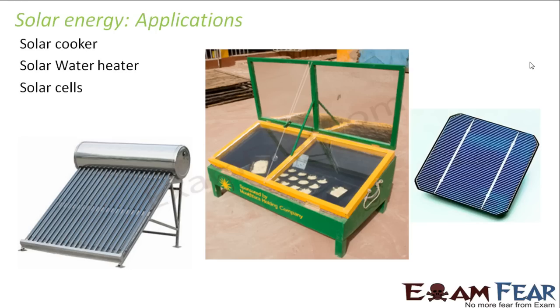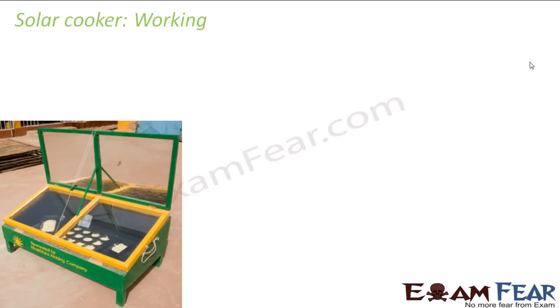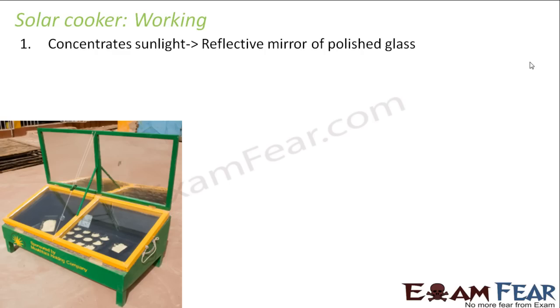Now we will look at the working of the solar cooker and solar water heater. They all have the same principle of working. So let us look at the working of a solar cooker. How does a solar cooker work? If you look at the construction of a solar cooker, it has a reflective mirror of polished glass.